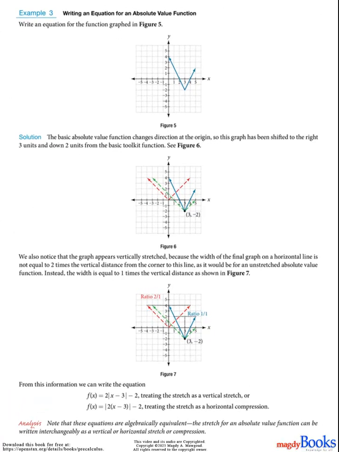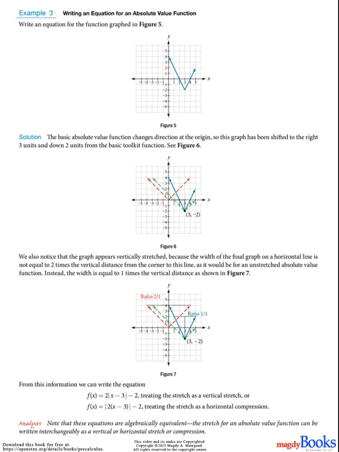Example 3. Writing an equation for an absolute value function. Write an equation for the function graphed in Figure 5. Solution. The basic absolute value function changes direction at the origin, so this graph has been shifted to the right 3 units and down 2 units from the basic toolkit function. See Figure 6. The corner point is at (3, -2).